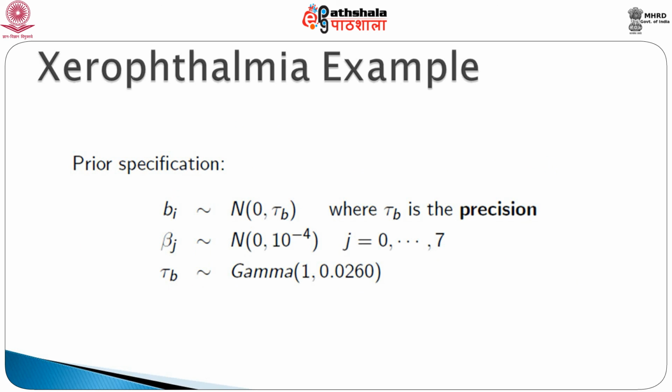The prior specification is required. So what are the unknowns? The unknowns are bi, beta j's, and tau b. Once again, in the variance of bi, the tau b comes up, and this is the hyperparameter. So we again take the prior for tau b, and we also assume that beta j follows normal 0, 10 to the power minus 4. It's clear to you why we have taken that. The reason is to get ultimately a flat prior. So this is the situation for the prior.